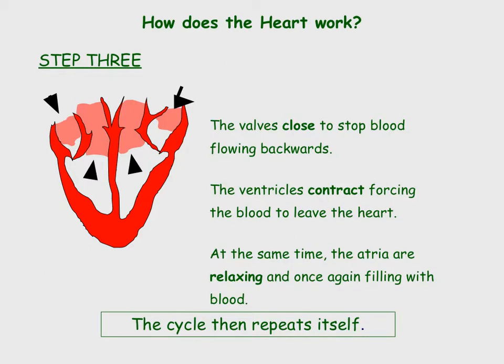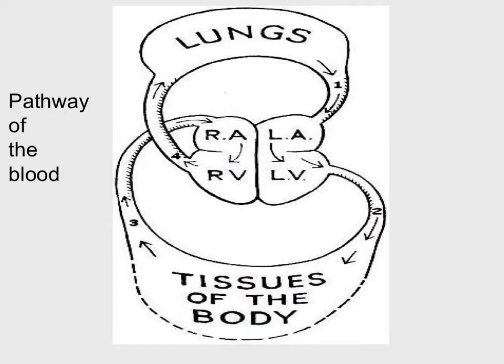And so now what's going to happen is that the bicuspid and the tricuspid valve are going to shut. And now what's going to happen is the ventricles are going to contract, and the blood is going to go out through the aorta and out through the pulmonary artery. And the atria are now going to relax and begin to fill, and the cycle is going to repeat. So here's a pathway. This is a circle. It doesn't matter where you start, but this is kind of a diagram that tells you where the blood is flowing.